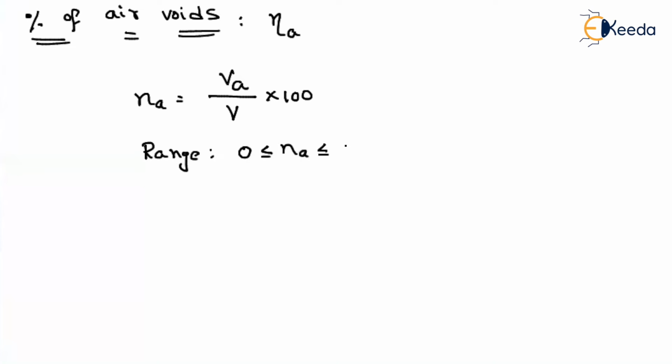Then what about the maximum value? How can I find it out? If you observe, the maximum range can be nothing but the porosity. Porosity is nothing but volume of voids to the total volume. So what is the maximum? That means there is a maximum possibility that your entire volume of voids is occupied by air. Porosity is volume of voids to the total volume. So if the entire volume is occupied by the volume of air, I can write it as VA divided by V.